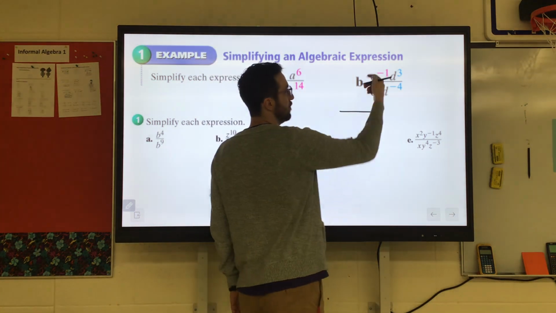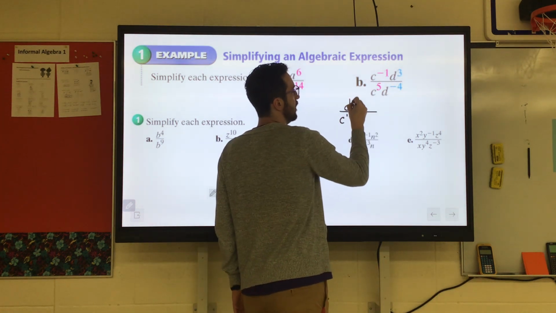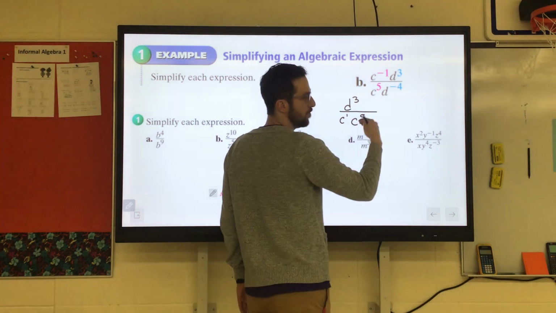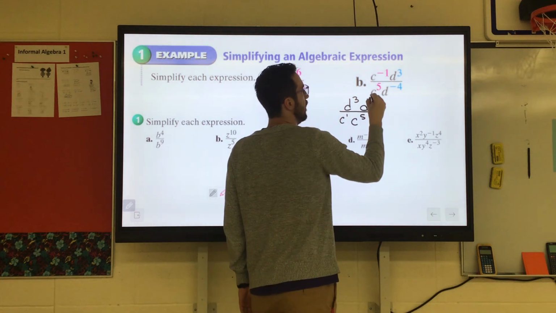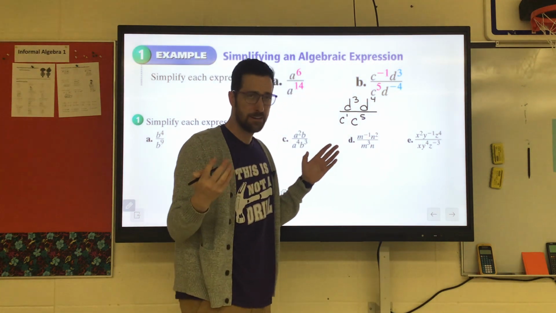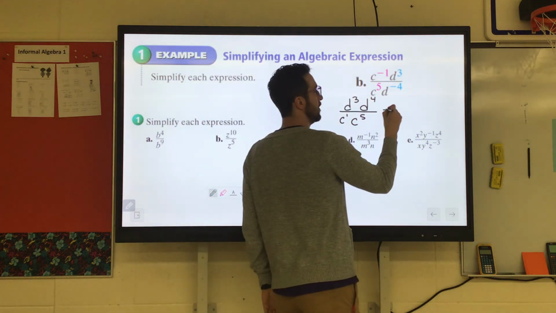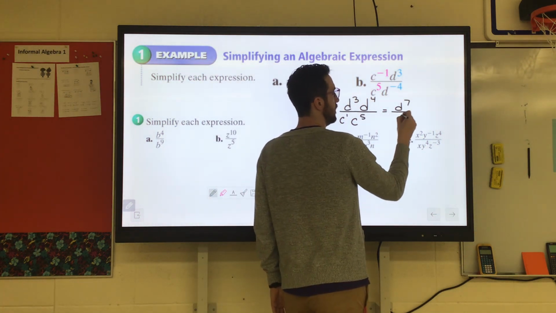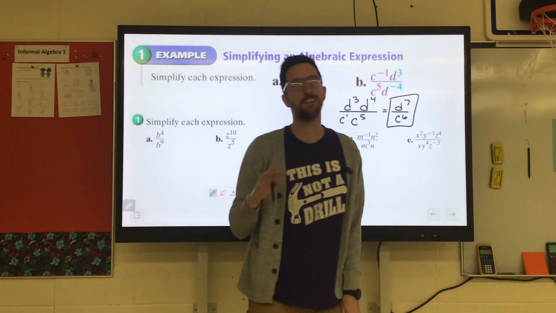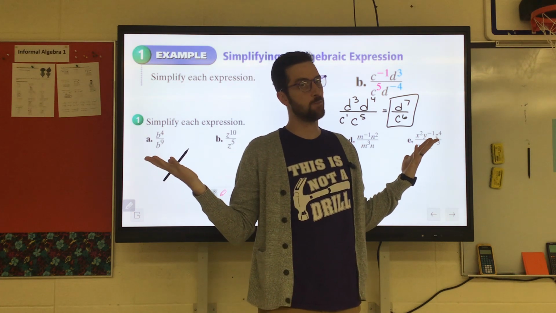So the c to the negative first, you would move to the denominator as positive 1. The d to the 3rd can stay. The c to the 5th can stay. And then the d to the negative 4th could move from the denominator up to the numerator. Now if you look, we're multiplying. And when you multiply with the same base, you add the exponents. So this would give us d to the 7th in the numerator and c to the 6th in the denominator. And some people like that because then you don't have to worry about the negative exponent thing. Hey, that's an option. I kind of like that option. It's a pretty sweet option.